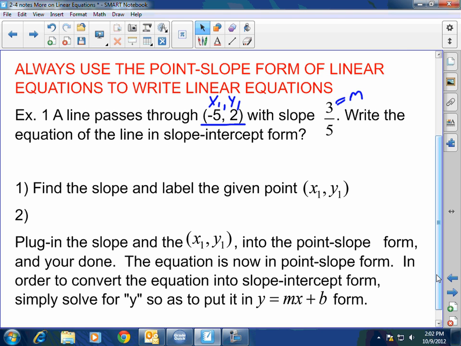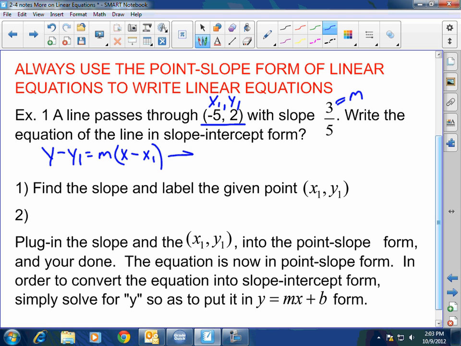Now, what is this crazy man talking about? Check it out, boys. So y minus y1 equals m times x minus x1. So I have y minus, what's my y1? So minus 2 equals m. What's my slope? 3/5 times x minus x1, which will be negative minus the -5, so that'll be plus 5.